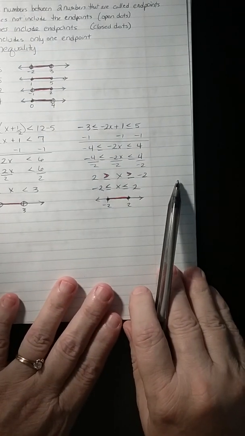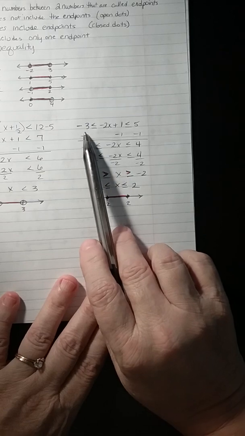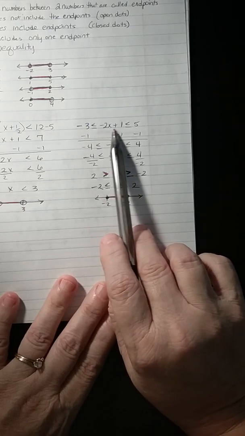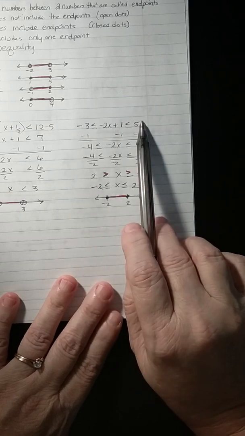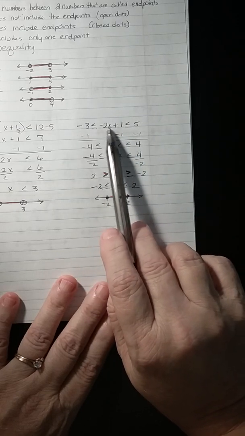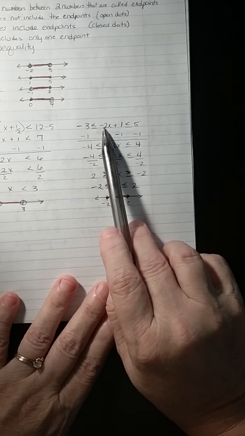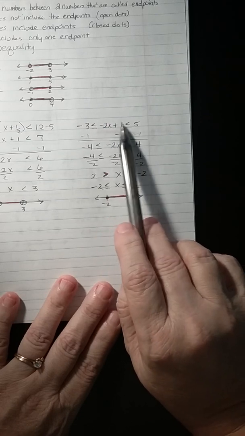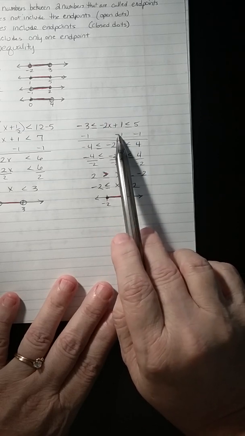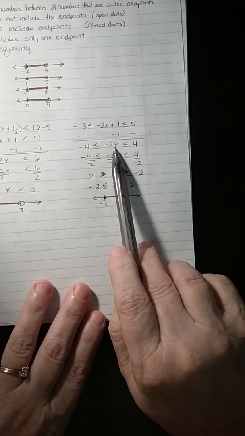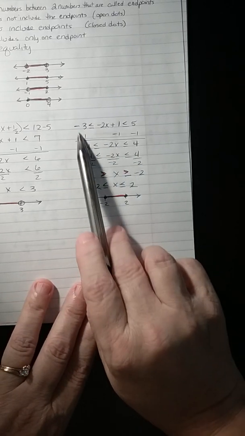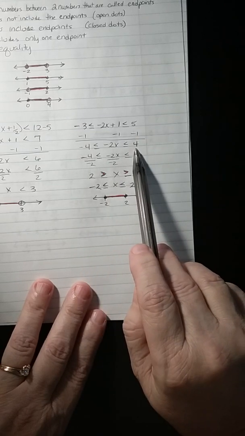Okay, and here's our next example. We have -3 is less than or equal to -2x plus 1 is less than or equal to 5. There's nothing we need to simplify, so we're going to isolate the variable term by getting rid of our 1. So we're going to subtract 1 from every term, and we're left with our variable term isolated. Here we have -4, and here we have +4.